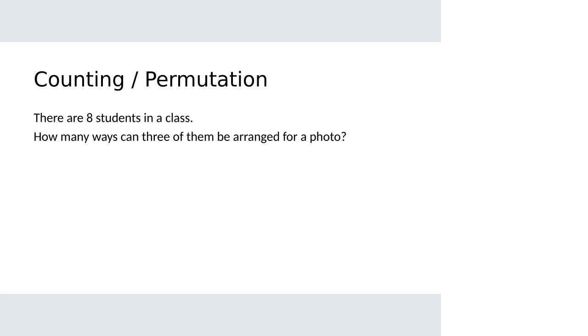Counting permutations. There are 8 students in a class. How many ways can 3 of them be arranged for a photo? Really nice thing here is the word arrange lets us know that order matters. And order matters lets us know that we have a permutation. Formula for permutation is n factorial over n minus r factorial.